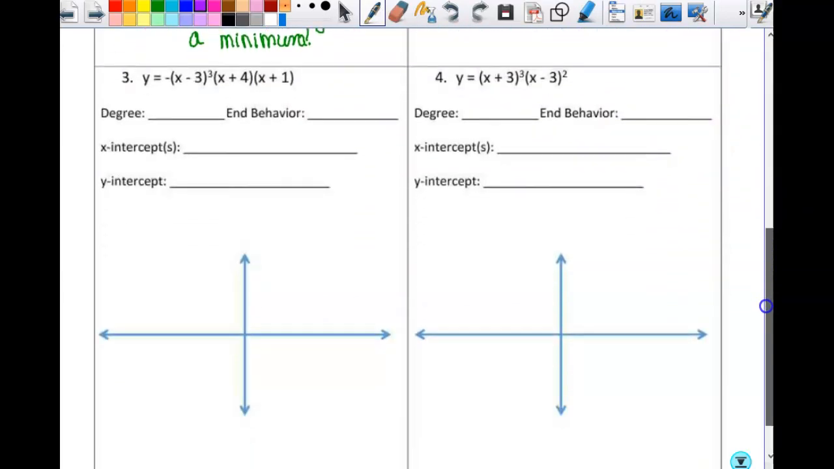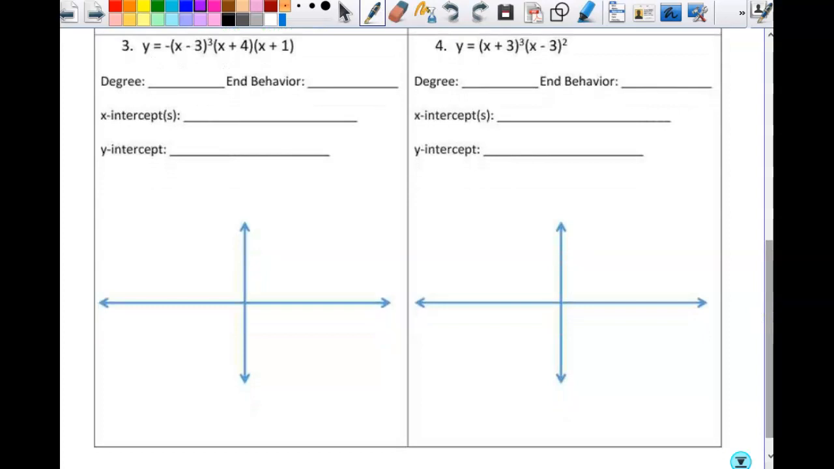All right, let's look at number 3. I want you to fill in the blanks for number 3. Don't get to the graph yet. We'll make sure we all agree on the blanks first.